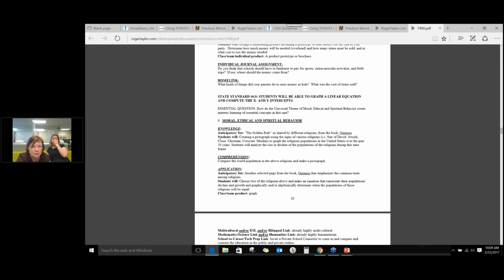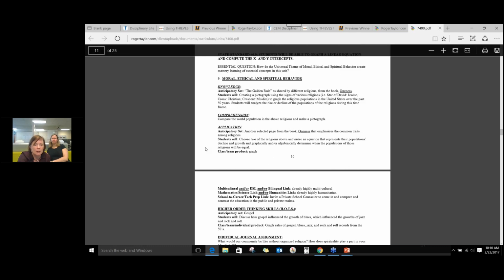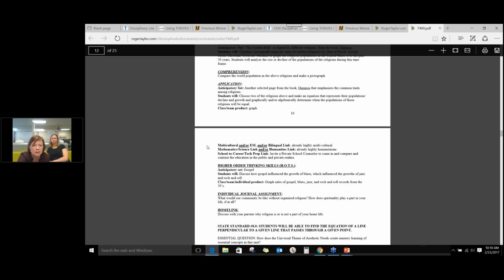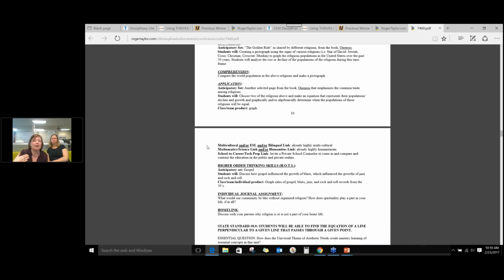And there's an anticipatory set where they talk about the golden rule. And they connect to where that actually came from. And students then create this pictograph. And they use different religions so that there's not a push towards one over the other. And it has the comprehension and the application. And then below that, you can see multicultural, ESL, or bilingual link. And they're saying you don't need to add anything because this activity is already so highly multicultural that you don't need to add an additional component.